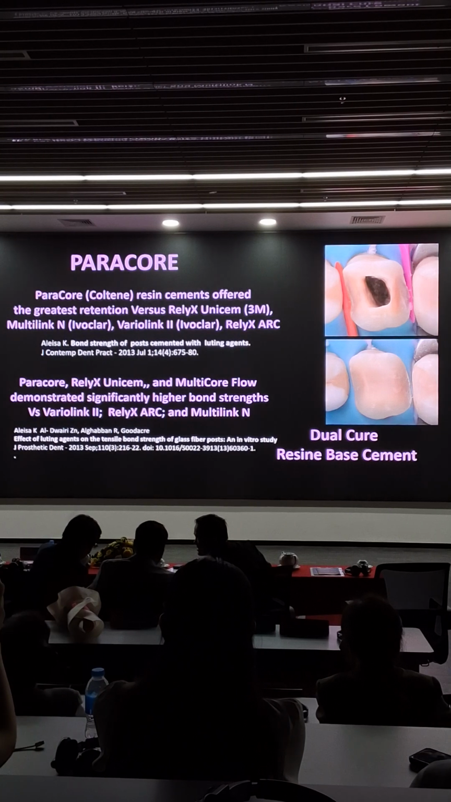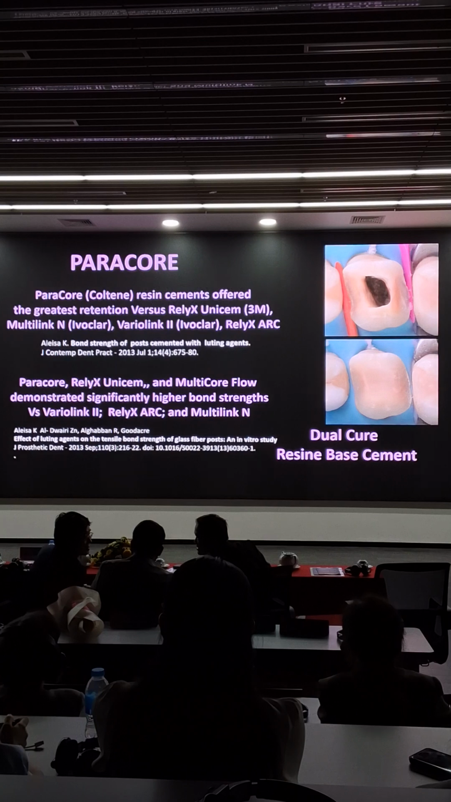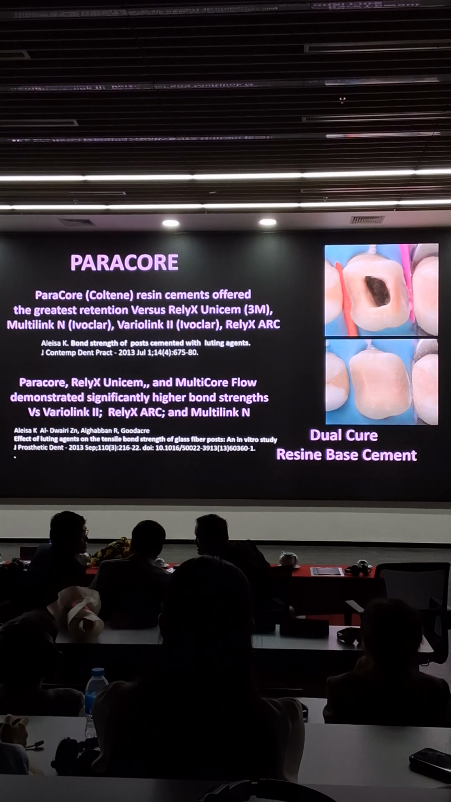Okay. So in fact, I like this material. It's not a new material, it's been on the market for more than 15 years. But this is a very reliable material.